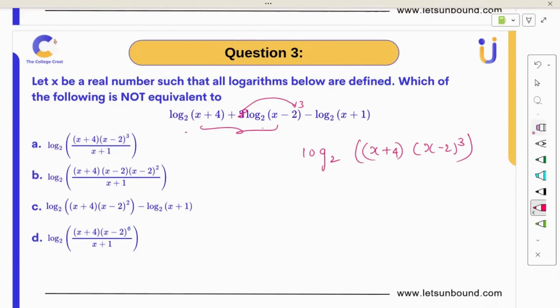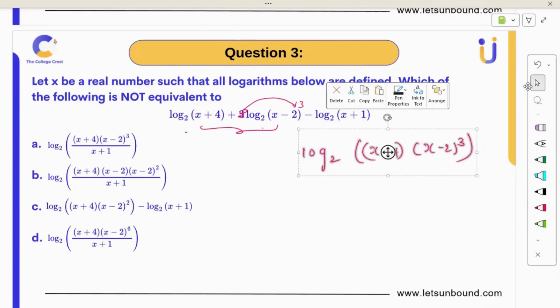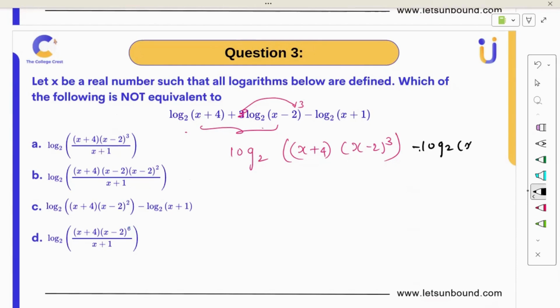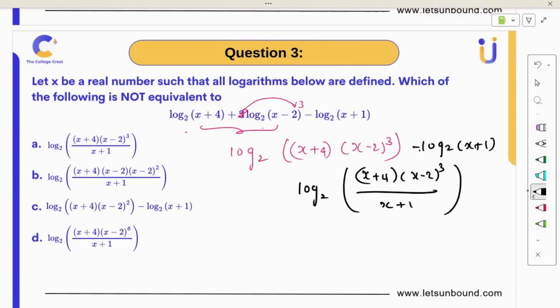So this. Then also we have minus log 2 of x plus 1. And this time the 2 logs have the same base, so I will divide the inputs. x plus 4, x minus 2 the whole cube, divided by x plus 1. Okay, so let's match the options. Yeah, this is correct, exactly as we simplified.